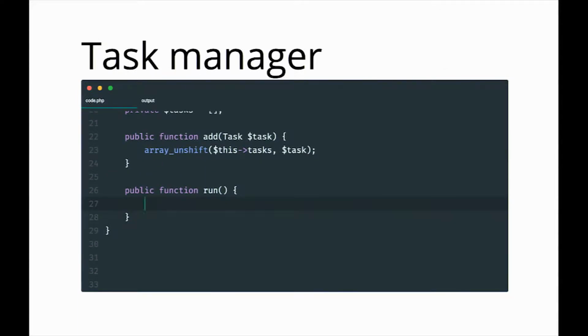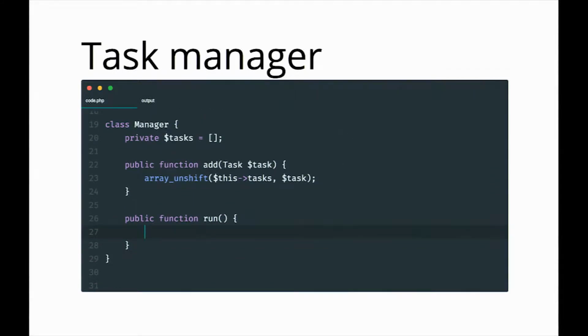Now, what determines if there's still meaningful work to be done? Maybe one definition of that is if there are still tasks in this array. So if any tasks have been added, and they're still in that array, we still have work to be done. So we could say something like while count this tasks. So while there are still tasks in this array, fetch the next task. Because we unshifted them to the beginning of the tasks list, we can pop them off the end.